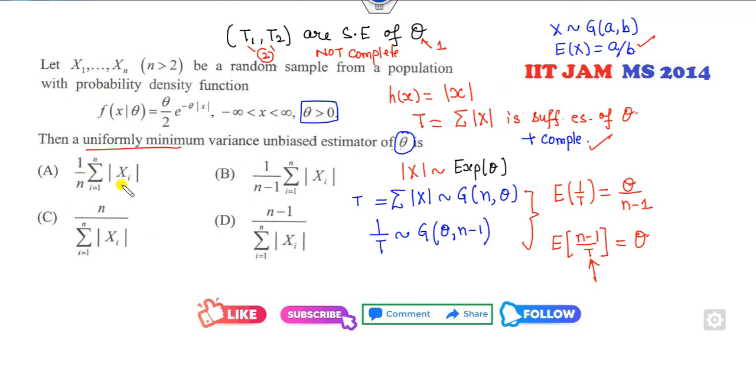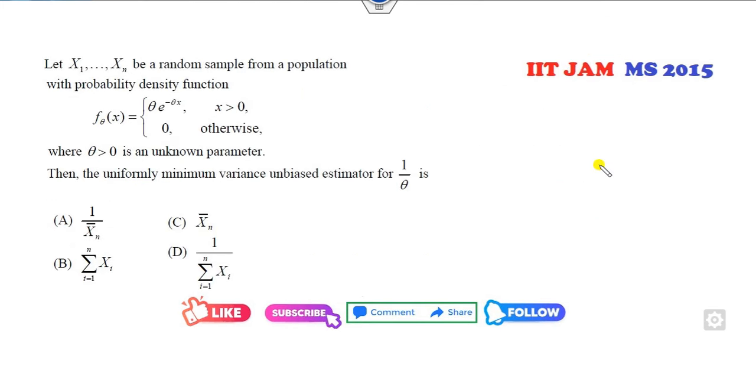You can check the options. This option is cancelled because capital T is here; this should be in the denominator. This is the denominator, but in the numerator we need n minus 1. And n minus 1 is the right answer. You can see a maximum of 3 or 4 lines are needed on your copy.